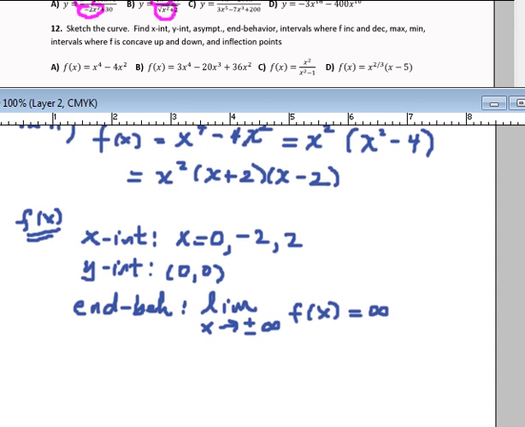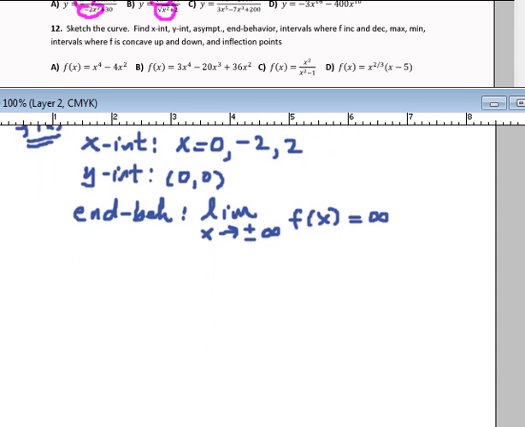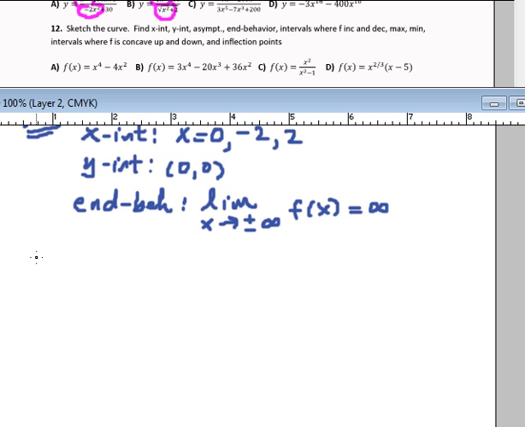All right, now let's get information from f prime of x. Okay, so for f prime of x, we take the unfactored form of f of x and differentiate, and we have 4x cubed minus 8x.